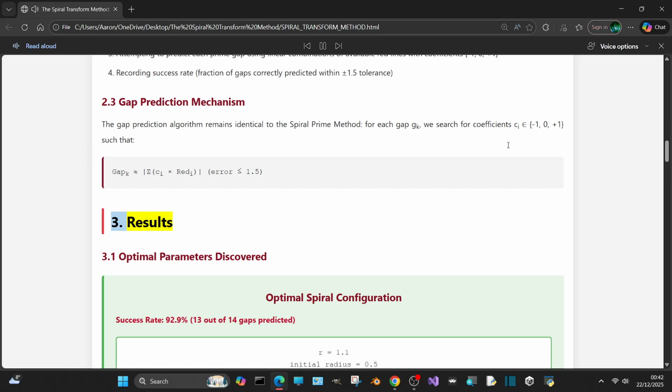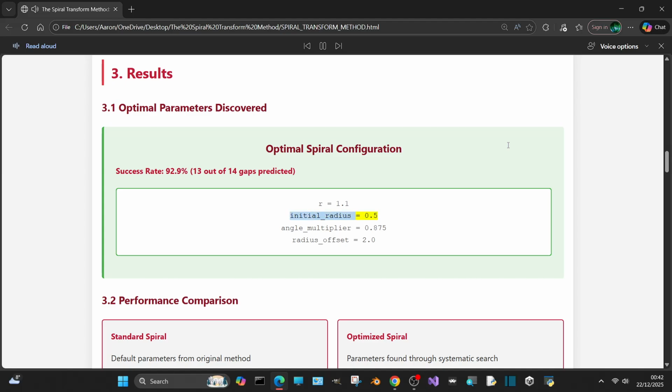3. Results. 3.1 Optimal parameters discovered. Optimal spiral configuration. Success rate, 92.9%, 13 out of 14 gaps predicted. r equals 1.1, initial_radius equals 0.5, angle_multiplier equals 0.875, radius_offset equals 2.0.